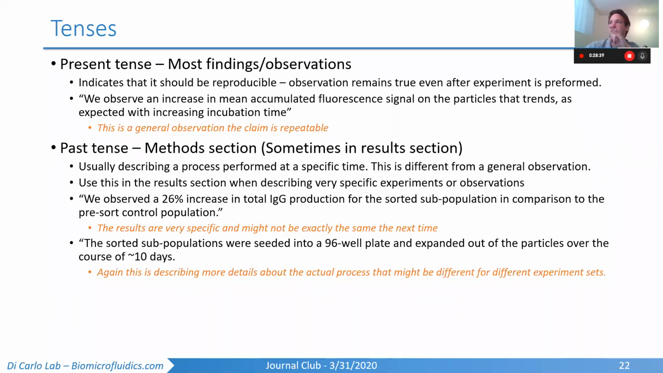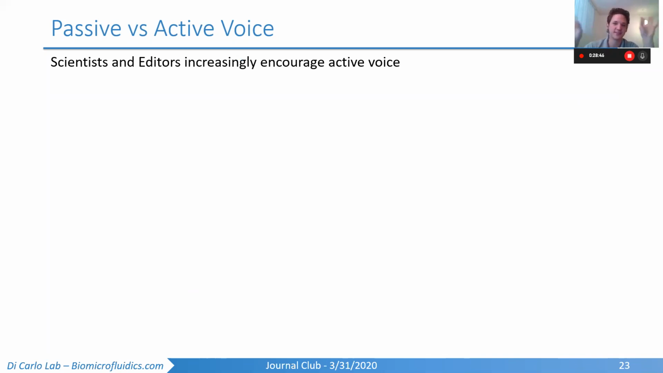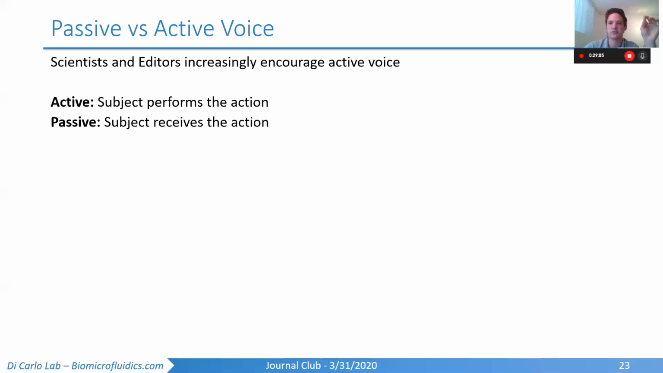So another thing I wanted to briefly touch on was use of passive and active voice. This has been discussed for decades. I found some research articles in Science and Nature that were talking about this back in the 50s. But scientists and editors are increasingly encouraged in the use of active voice. Active voice means that the subject performs the action, whereas in passive voice, the subject receives the action.